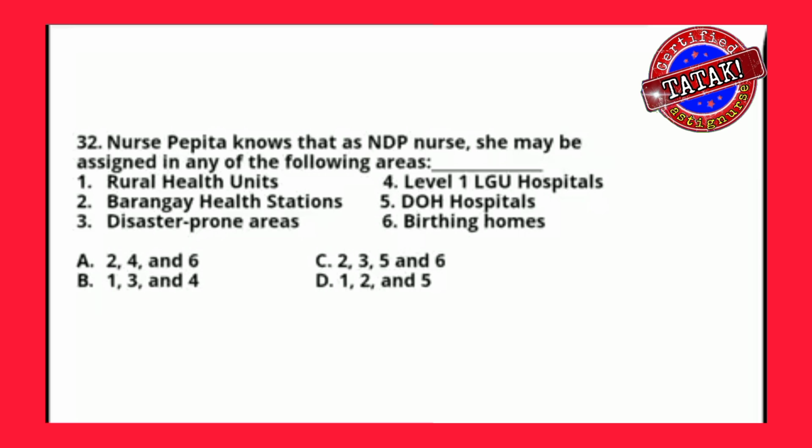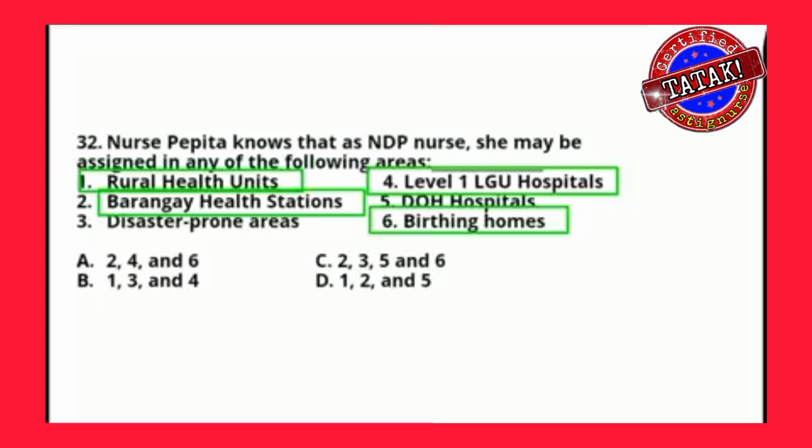So pwede kang ilagay sa A, 2, 4, and 6, B, 1, 3, and 4, C, 2, 3, 5, and 6, or D, 1, 2, and 5. So the correct answer here is letter A, 2, 4, and 6. Pwede kang ilagay sa RHU pero mismatch na yung ibang choices, okay?